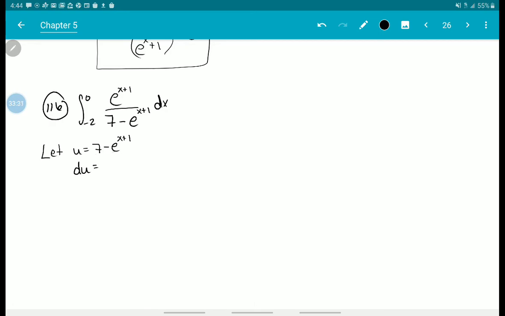Derivative of 7 is 0. The derivative of negative e to the x plus 1 requires chain rule. It's going to be negative e to that exponent times the derivative of the exponent. So our du is negative e to the x plus 1.